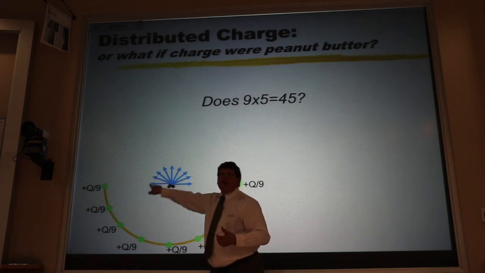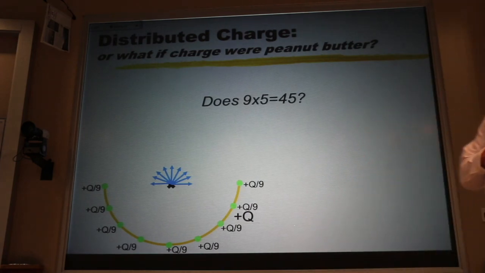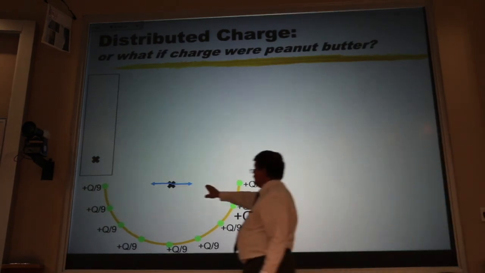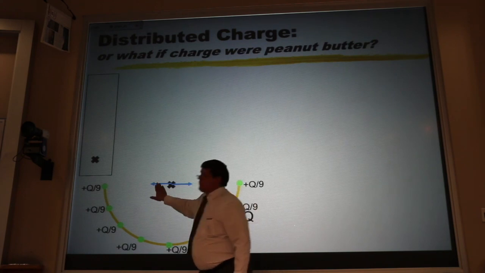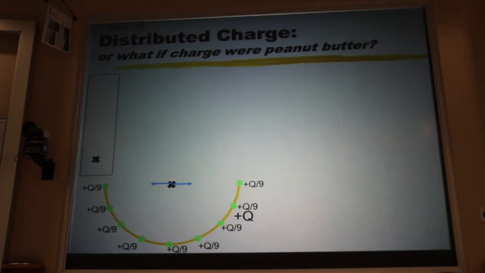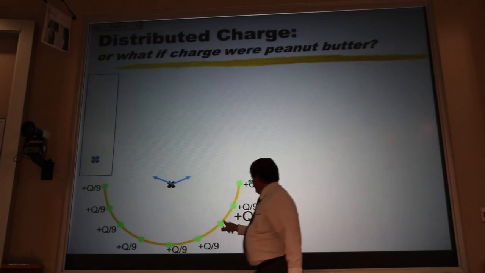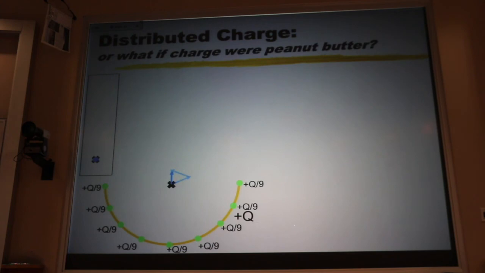Now, if each one of these contributions is 5 newtons for each coulomb, I just made that number up, and I've got 9 of them, do I just take 9 times 5 to get 45 as my answer? No, because some of them are fighting each other. If I were to add these 2 contributions, this one gives me that one, and this one gives me that one, I get 0. They're opposite directions. If I add these 2, I get almost 0, because they're mostly in the opposite direction.